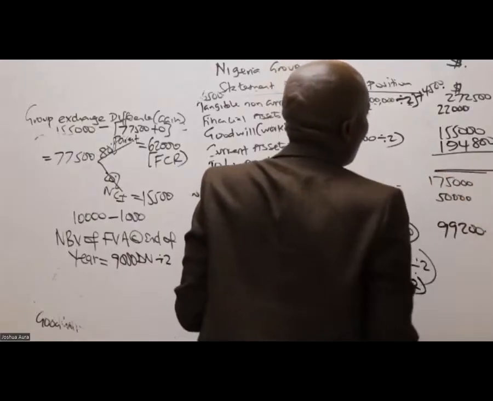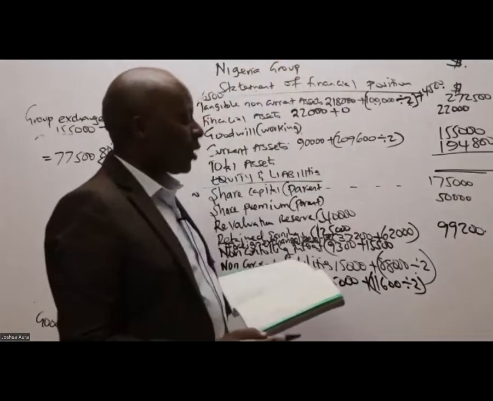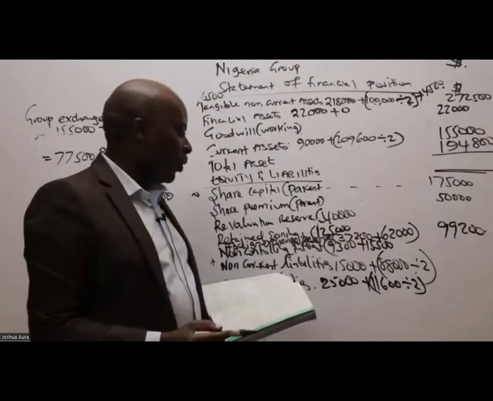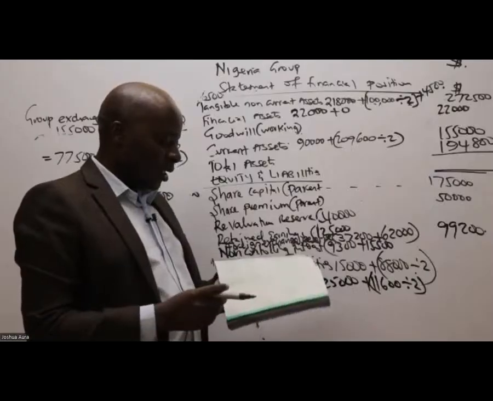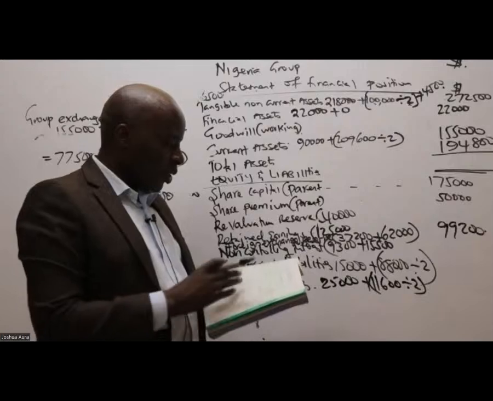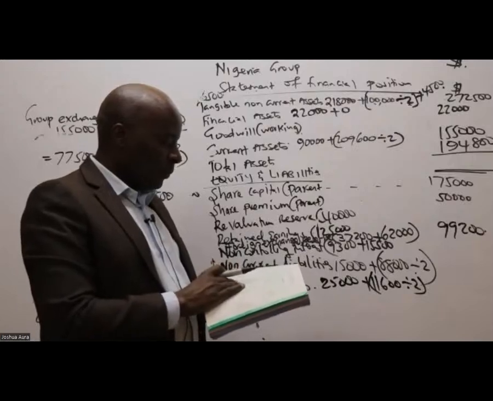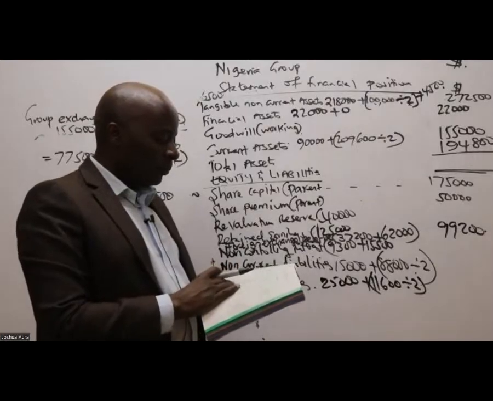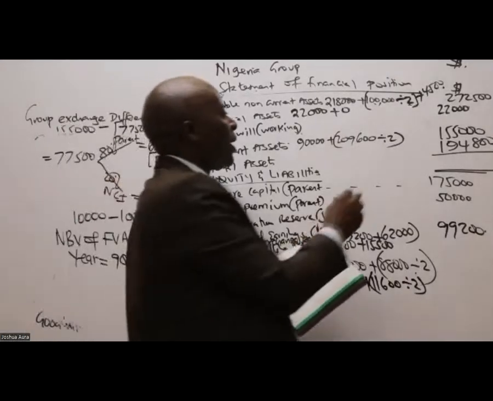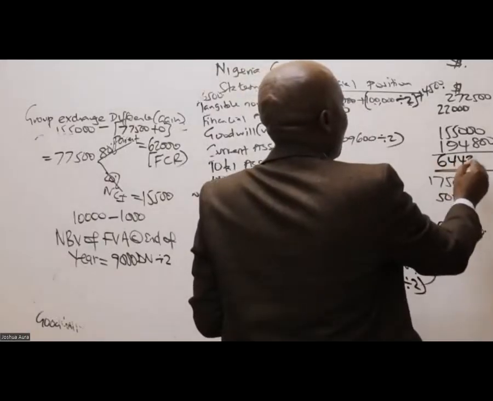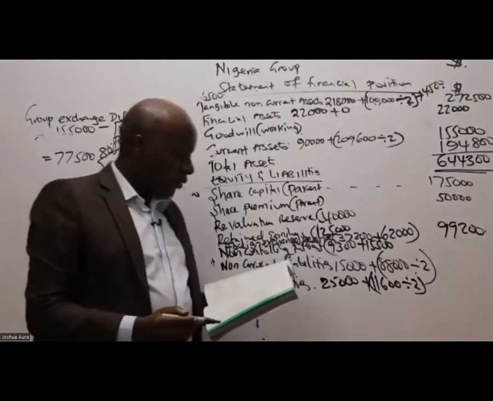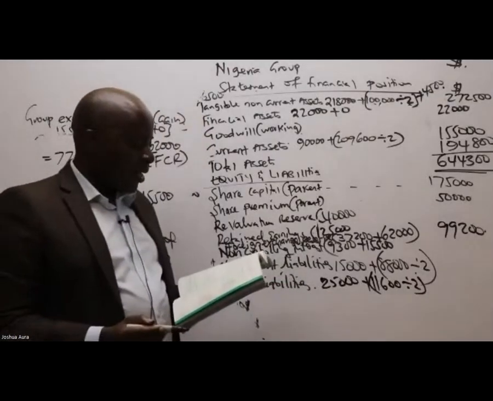Total assets. Add all of them so you can give me total assets. They say total assets are 644,300. 644,300. Thank you so much.